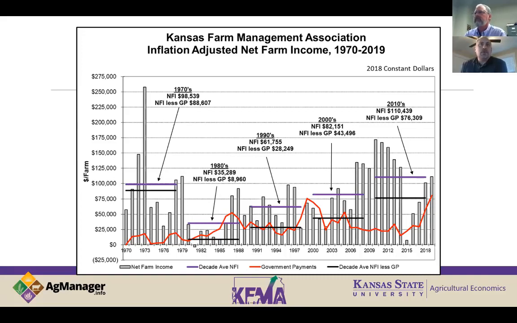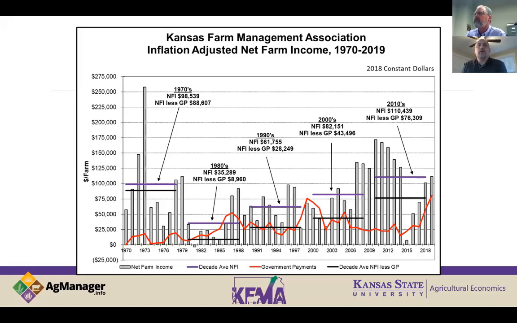And then the last look that we want to take at this inflation adjusted history, we've added the black horizontal bar, which is the average net farm income for each decade if government payments were excluded. So in the 70s, not much of an impact there, about a $10,000 impact over the average of the decade. Again, you've got that 1 year in 1973 that's really driving things up, carrying the average for the decade. Into the 80s, the difference is pushing $30,000 in difference between net farm income with and without government payments.